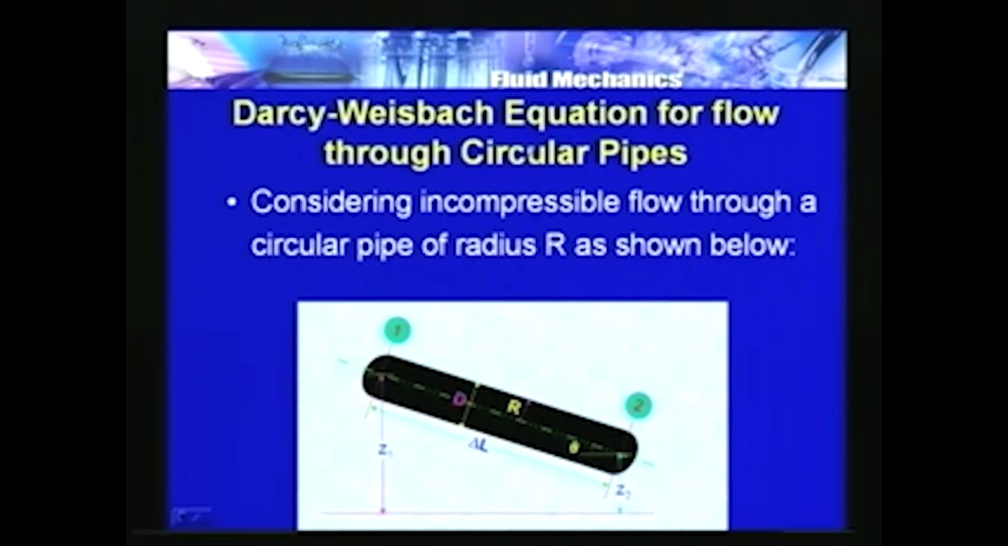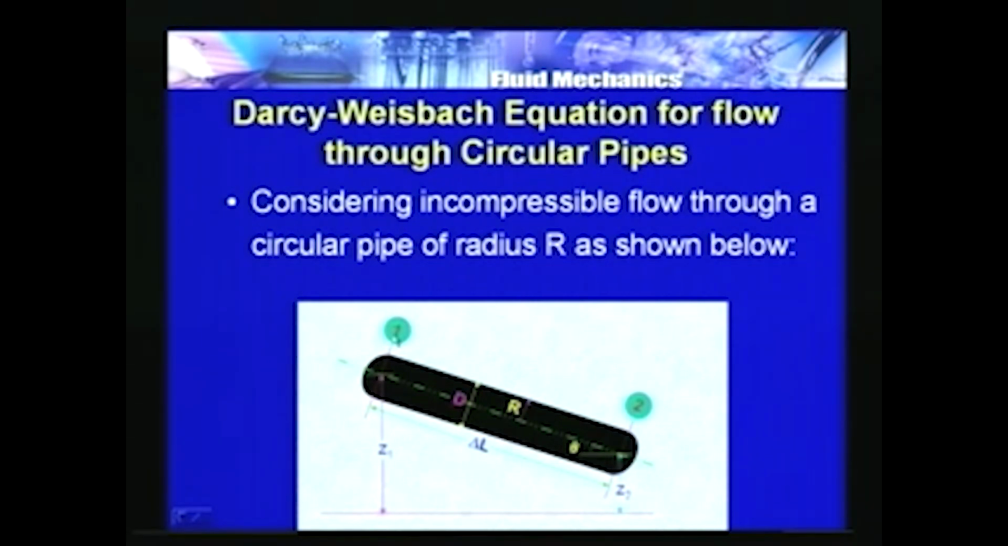Now, one of the most important equations as far as major pipe loss is concerned is called the Darcy-Weisbach equation. So first we will start with the derivation of the Darcy-Weisbach equation. Let us consider a pipe like this. Flow is in this direction, the diameter of the pipe is d and the radius is r, and the center line is at an angle theta as shown here.